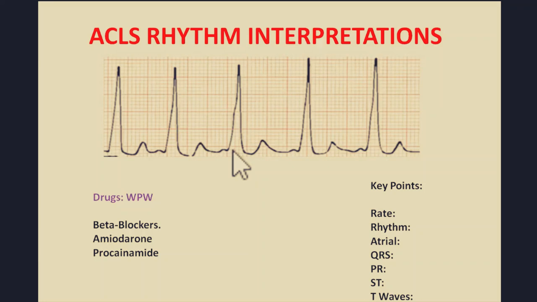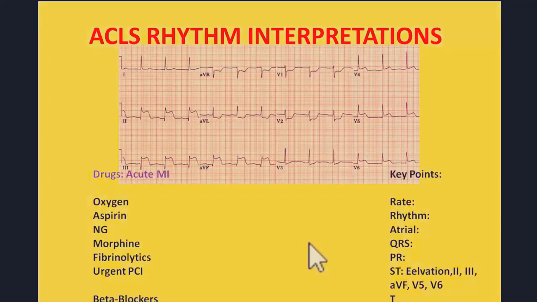tachyarrhythmias. These tachyarrhythmias are tricky because the only drugs that you would really want to use in these arrhythmias to block the accessory pathway would be beta blockers, amiodarone, or procainamide. Using any other drugs such as lidocaine may make these arrhythmias worse. That's one thing to keep in mind. So when you see a patient with WPW with a rapid ventricular response, then always consider beta blockers or even procainamide.